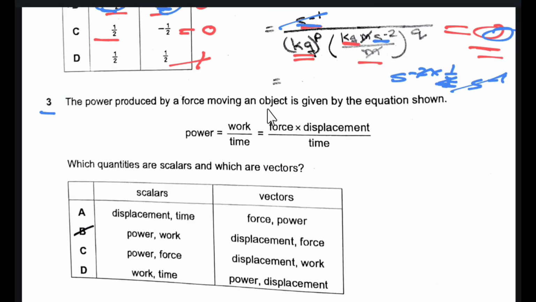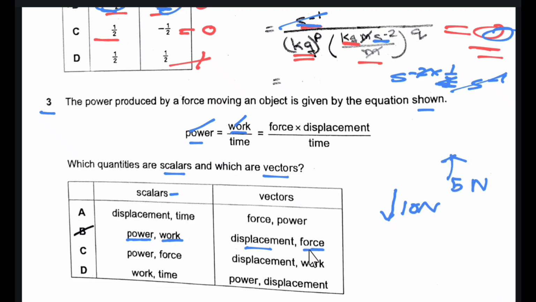The power produced by a force moving an object is given by the equation shown. That is, power is equal to work done by time taken, and work done is equal to force times displacement. Which of these quantities are scalar and which are vector? Scalar quantities include power and work, since they have no direction, while displacement and force are vectors. Displacement is obviously a vector, and force is a vector, since a 10 Newton force due to gravity acts downwards or a 5 Newton force acts upwards. Whenever we mention force, we also mention direction, so it is a vector. So the answer would be B.